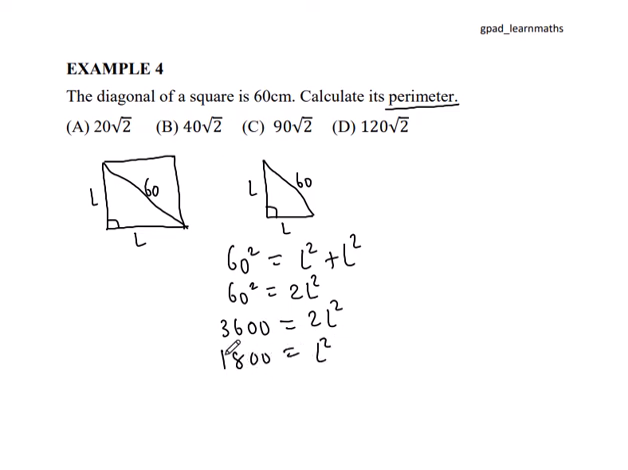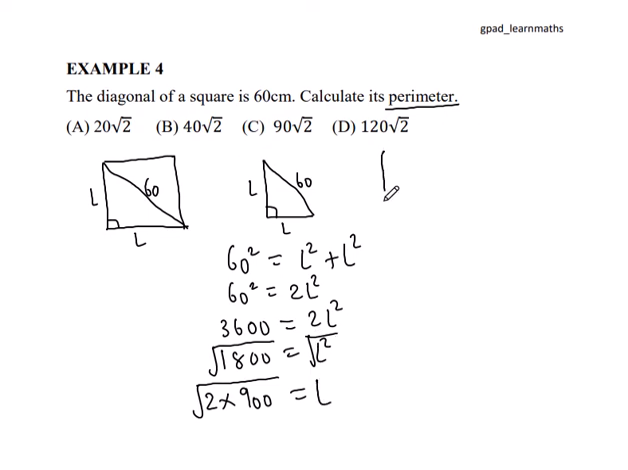From there, I need to take the square root of both sides so that I can eliminate the square that is with the length. So you take away the square, and then you have root 1800. But I need to find the square root of this in surd form, if you look at the options here, they are all in surd form. So 1800 can be written like this: 2 times 900. 2 times 900 is 1800.